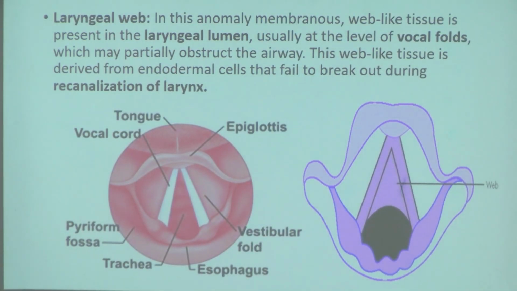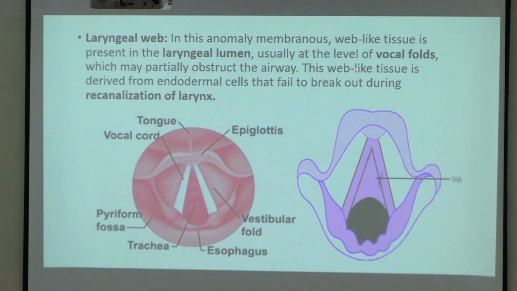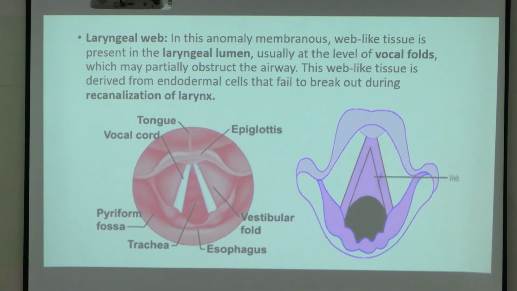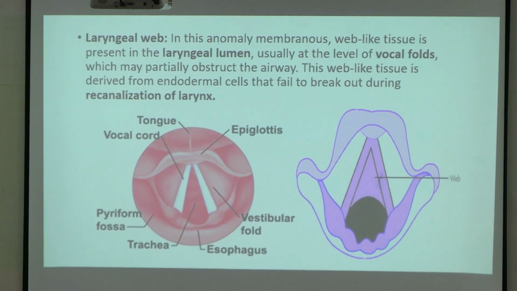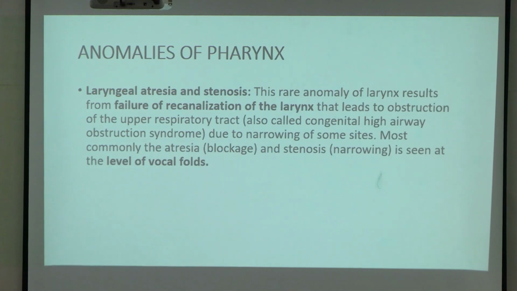The next condition is laryngeal web. In this anomaly, membranous web-like tissue is present in the laryngeal lumen, usually at the level of the vocal folds, which may partially obstruct the airway. This web-like tissue is derived from endodermal cells that fail to break out during the recanalization of the larynx. Both these conditions are related to the recanalization.